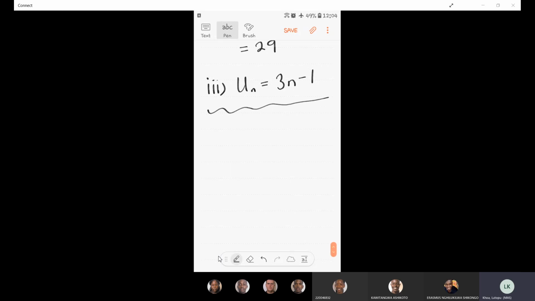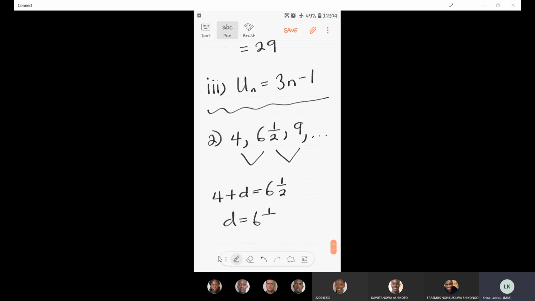So if we look at another example, number 2, we have 4, we have 6.5, and then we have 9. Okay, so 3 terms is enough to check whether it is an arithmetic progression, because you just check the difference there and also there, and if it's the same, then it is an arithmetic progression. So we know that if I say 4 plus d, I will get 6.5. So this means that d is equal to 6.5 minus 4.